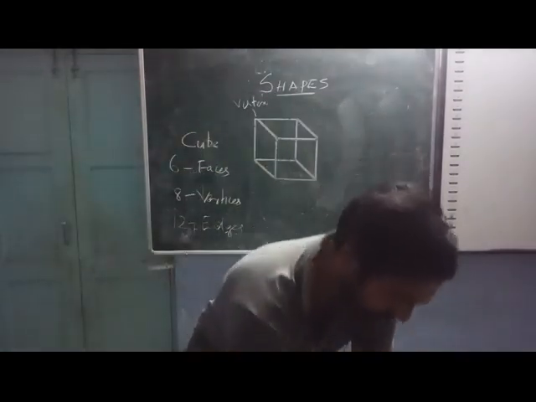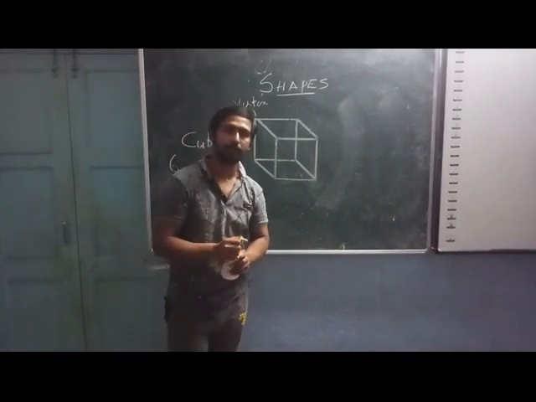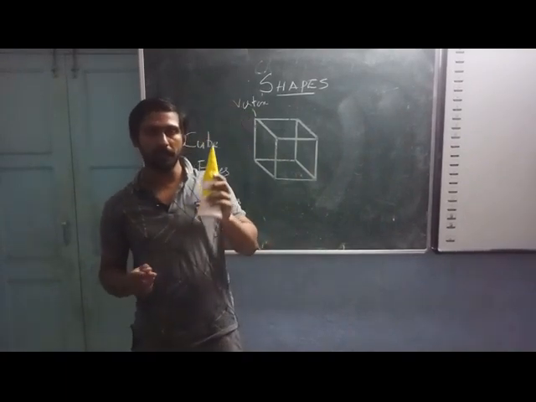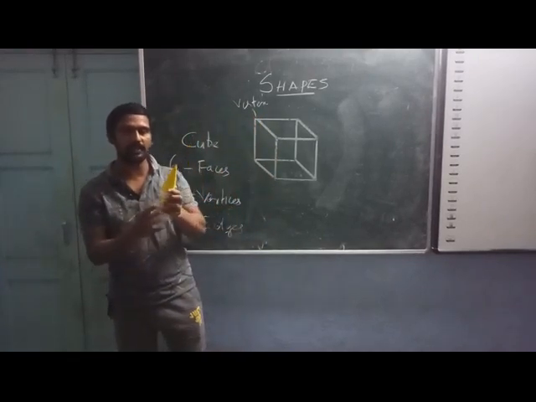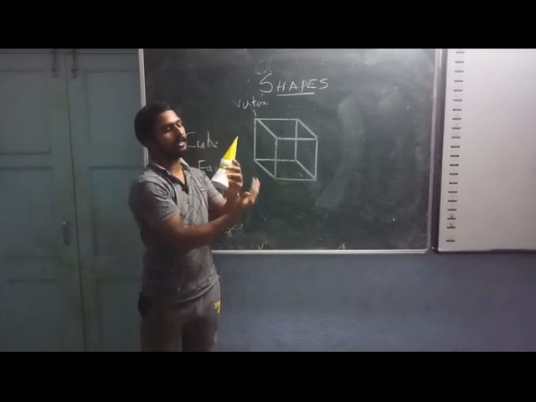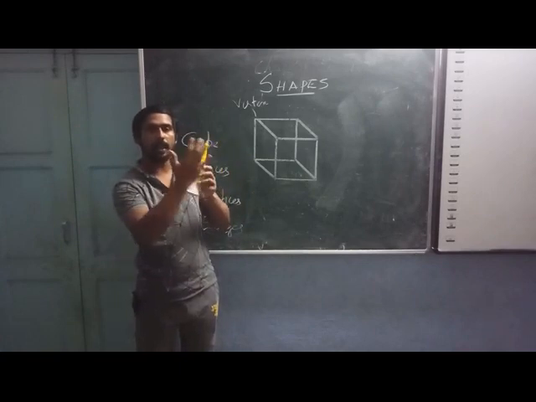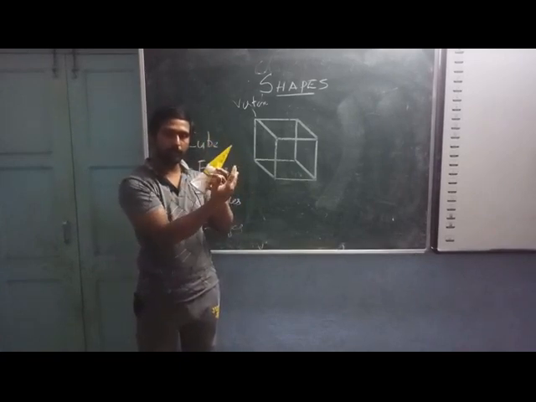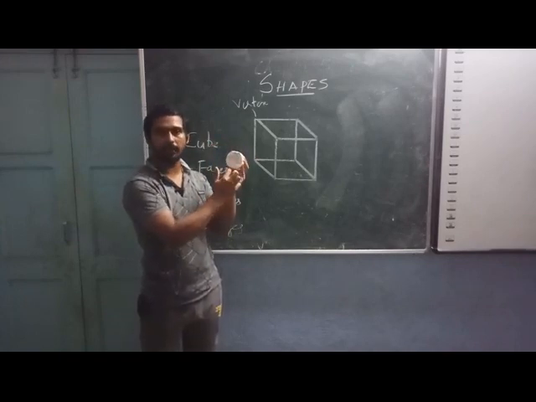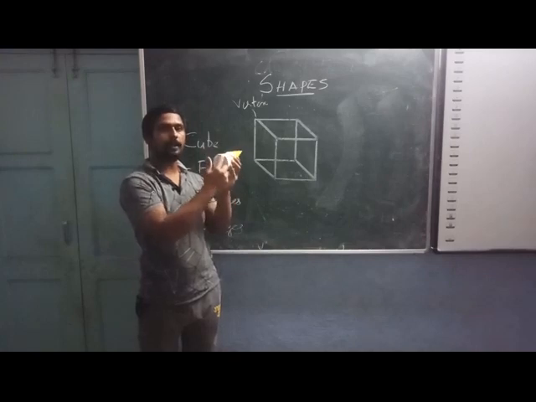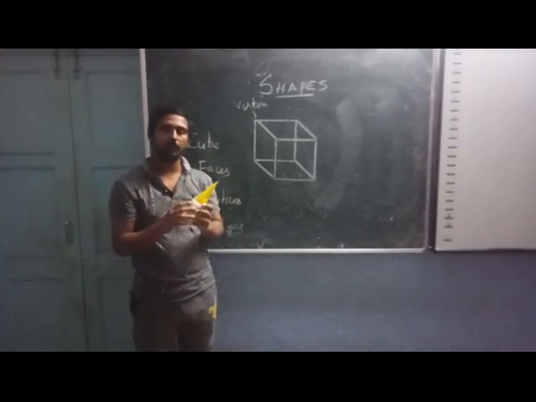So now we will learn the final shape. The final shape is a cone. A cone is a solid shape. Understand? For our day-to-day experience, we say that this is a cone shape. So you see, this has a round shape and only one face. It has one curved shape and one face. The face is like a circle.